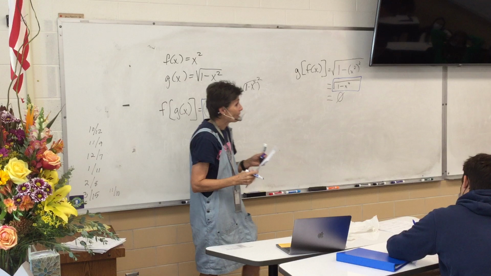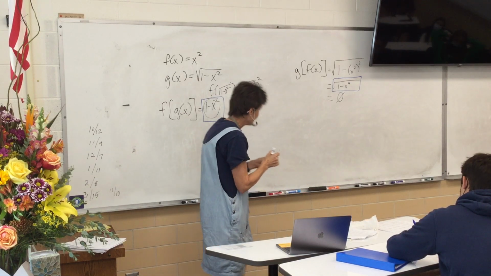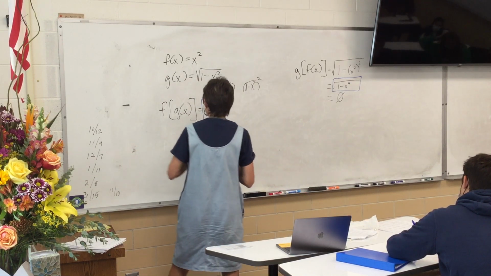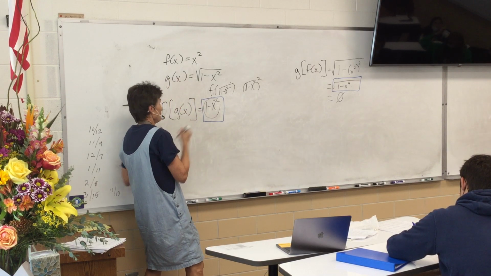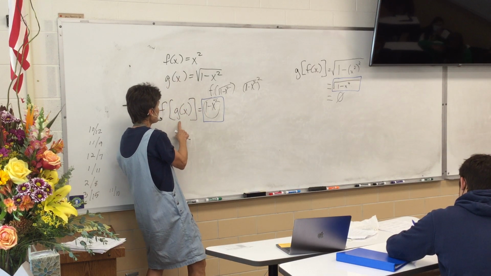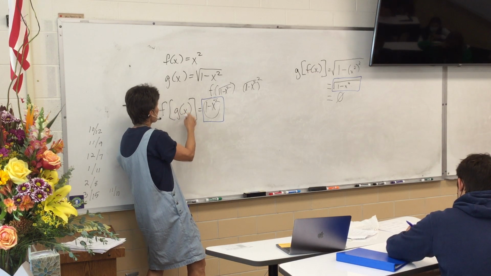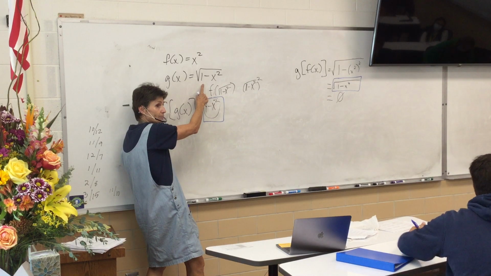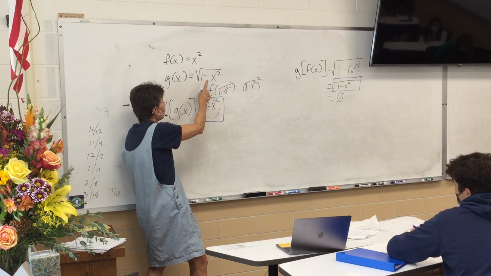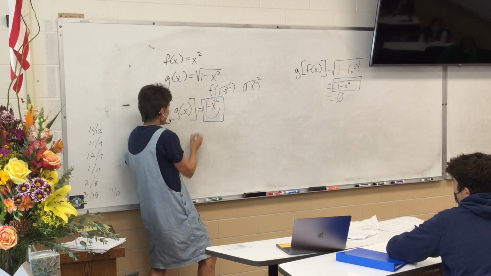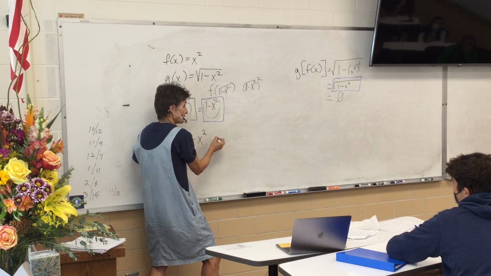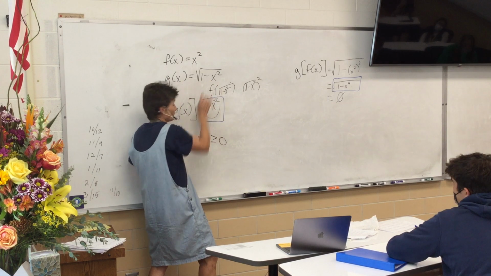Okay, so now let's talk about the domain. Now, let's look at Lane's problem. In Lane's problem, to build this composition, we have to start with function g. And what do we know about the domain of g? Doesn't 1 minus x squared have to be bigger than or equal to 0?